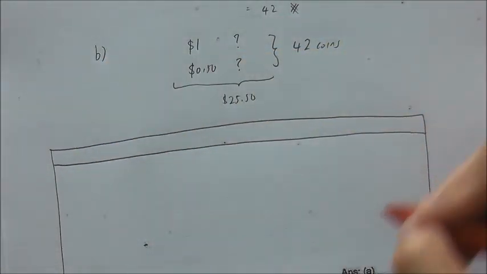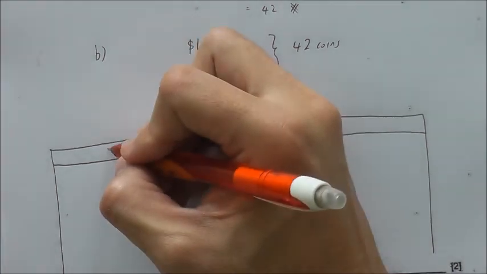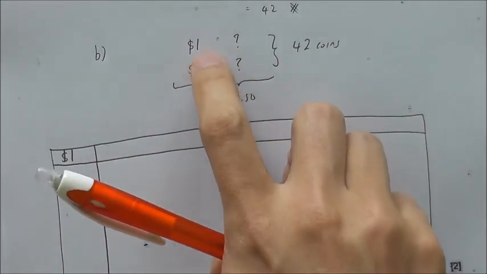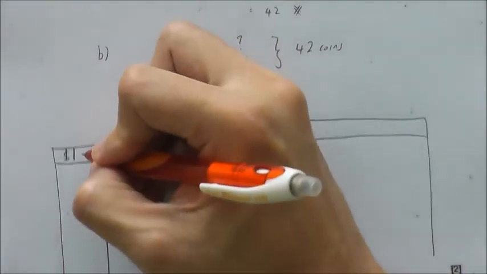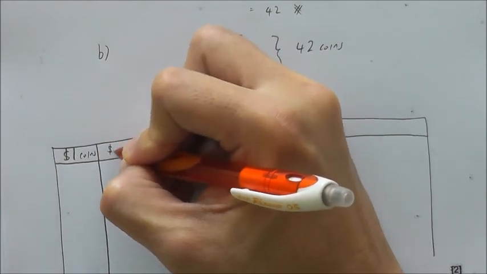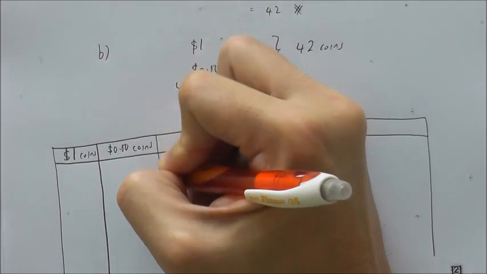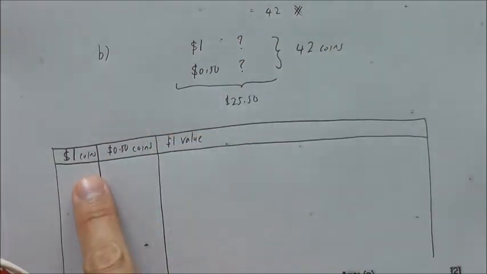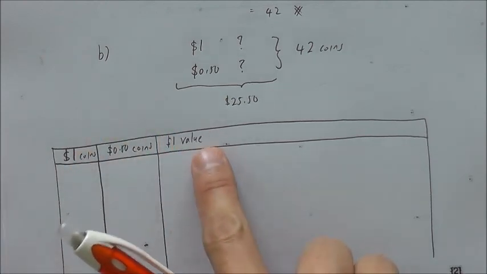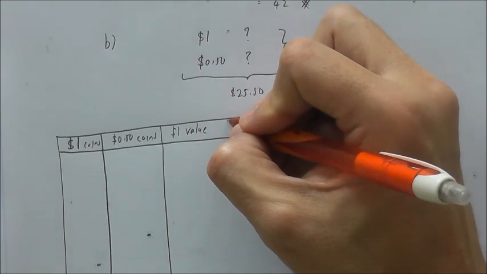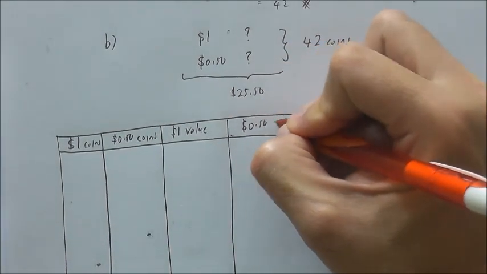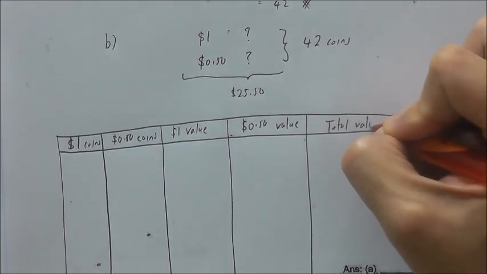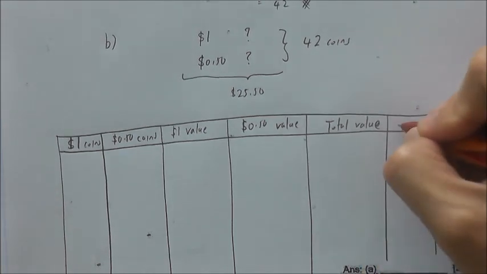Okay, so the starting step is the same as a guess and check. There will be 6 columns altogether. The first column, of course, is the number of $1 coins, because the 2 objects are $1 and 50 cents. Then the second one will be 50 cents coins. Then the $1 value. So this is the number of coins, so when I multiply by $1, that gives us how much money it is. Then I also have the 50 cents value. Then I have the total value, and lastly, I need to check.